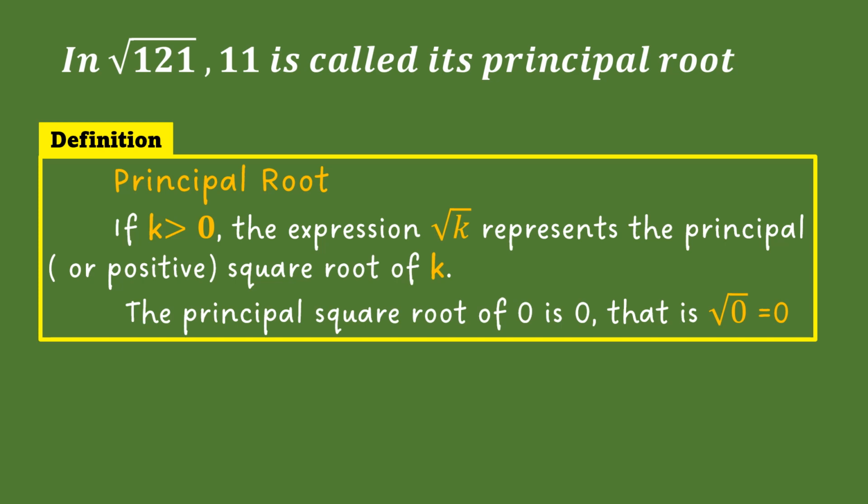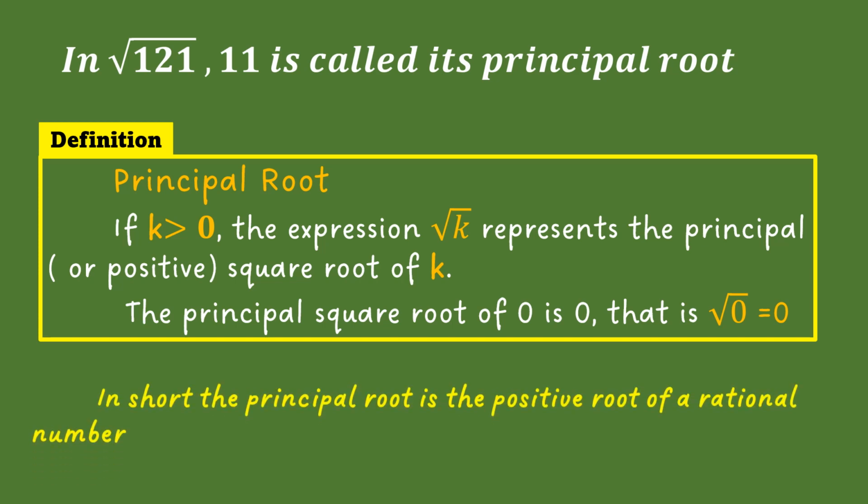Let us define principal root. If k is greater than 0, the expression square root of k represents the principal or positive square root of k. The principal square root of 0 is 0, that is, the square root of 0 is equal to 0. In short, the principal root is the positive root of a rational number.